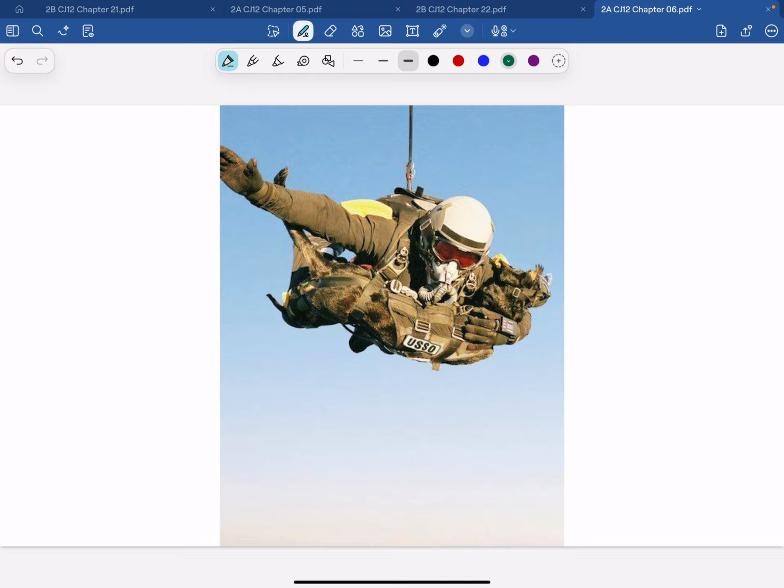They'll strap the animal to the handler so that they land in the same place and they don't have to find each other and all that kind of stuff. How does the dog know when to pull the parachute? They don't. There's a computer on there. It senses the altitude and then just pulls the parachute for them.